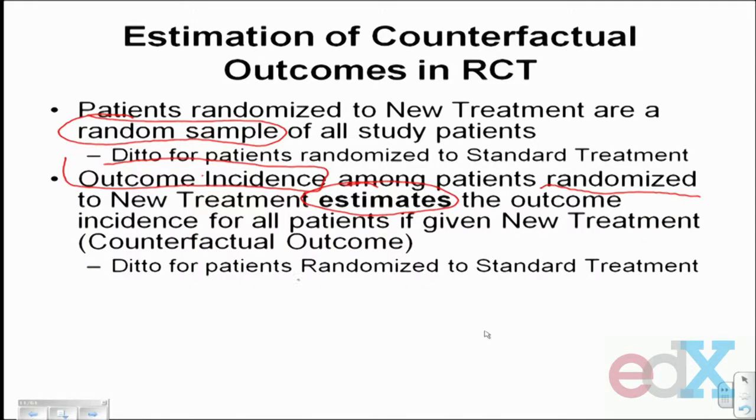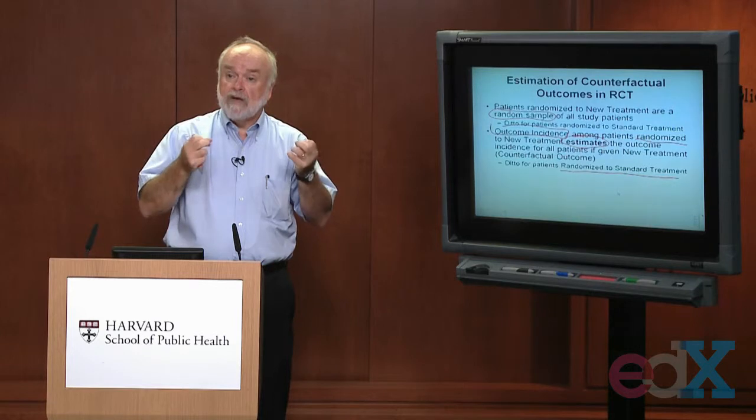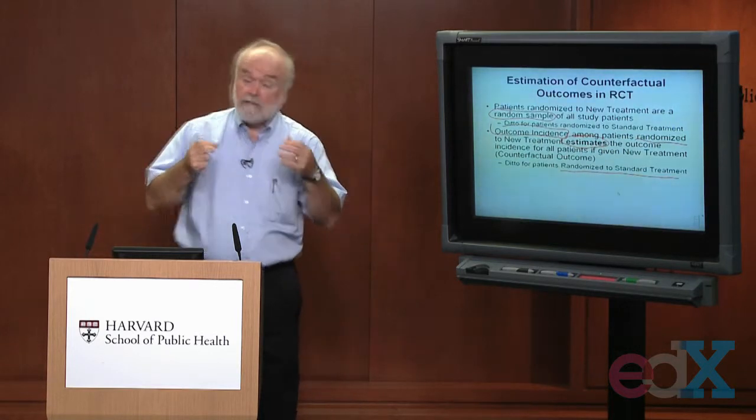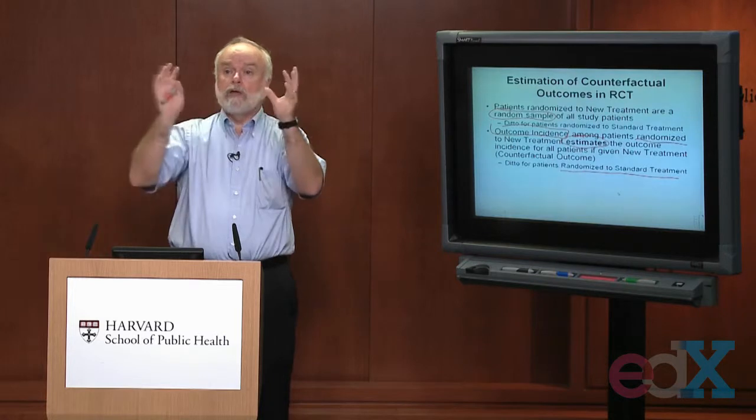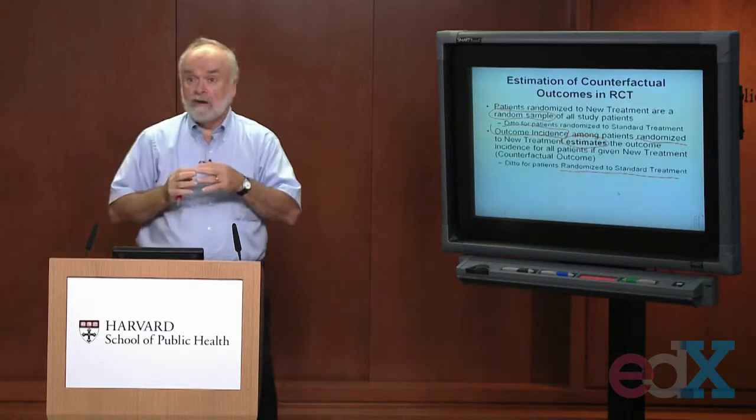And on the same argument, we can talk about the other half of the people who were assigned to the standard of care. That's also a random sample of my original population. Their outcomes and their incidence of those outcomes is an estimate of what would happen to everybody if everyone was given the standard of care. So the same argument holds true for those who are randomized to the standard of care. So in this randomized controlled trial, what I'm observing are two random samples in my population, both of which are providing me estimates of what would have happened to my entire study population if everyone was given the new treatment or everyone was given the standard of care.